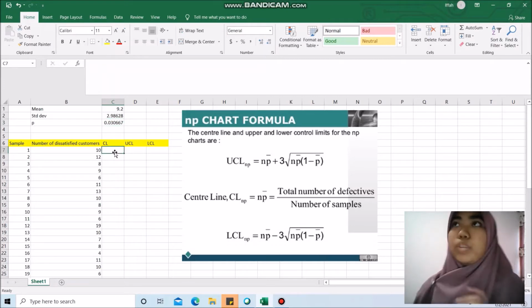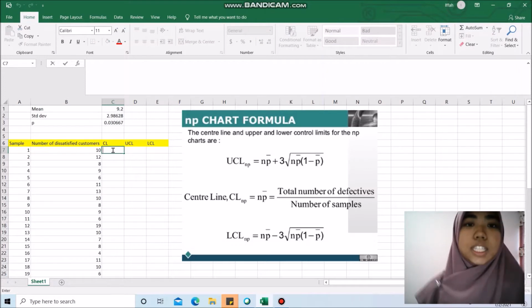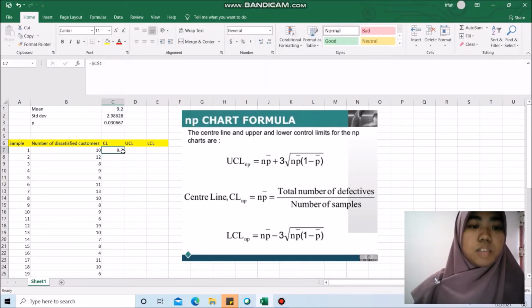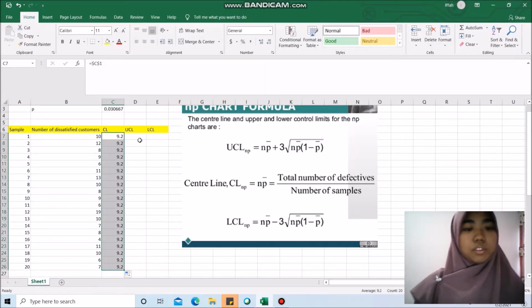Right now, to plot a control chart, we need the center line, upper control limit, and lower control limit. For the center line, as I mentioned before, it is the same value as the mean, right? So we take the value for the mean, and log the value, and it is the same for all 20 samples. We take it until this. So it's like this. Alright, that is the center line.